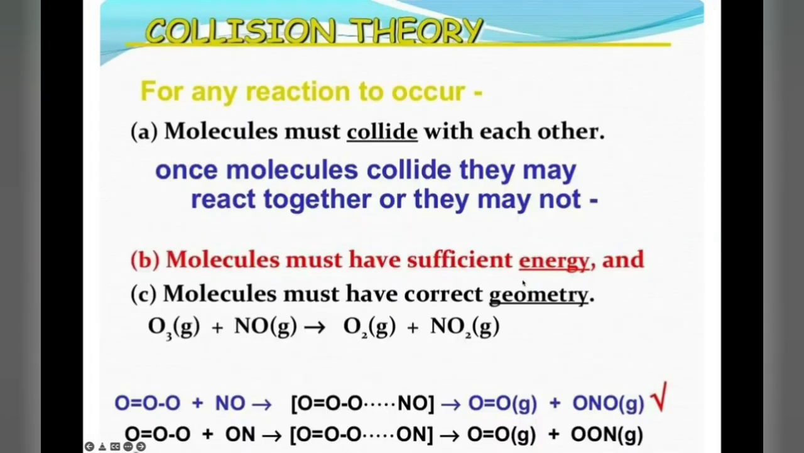And the next concept is collision theory. So already I said that for any reaction to take place, the molecules always have to collide with each other, and when they collide, they can react together or they may not react together. If they have to take part in the reaction, they should have sufficient energy, just enough to break the bonds. And firstly, they have to collide. These are the conditions for any reaction to occur. Firstly, the molecules must collide with each other. Secondly, they should have sufficient energy. Thirdly, they must have the correct geometry. See, O3 plus NO gives O2 plus NO2. See the geometry given here. So this is the correct geometry.